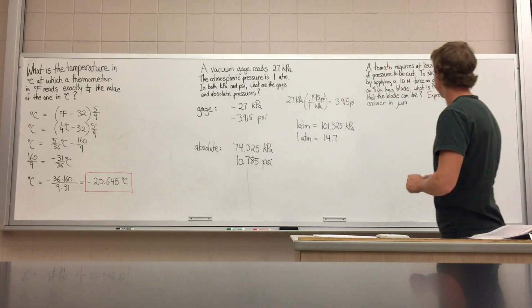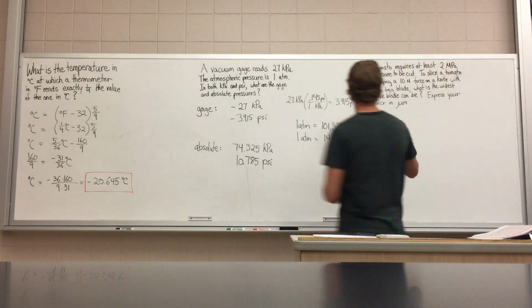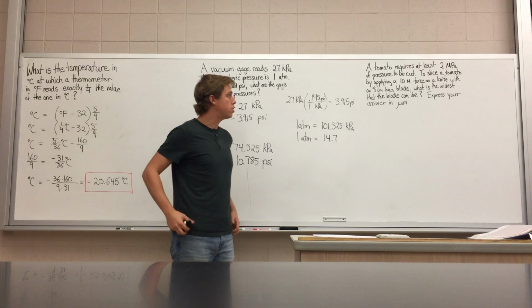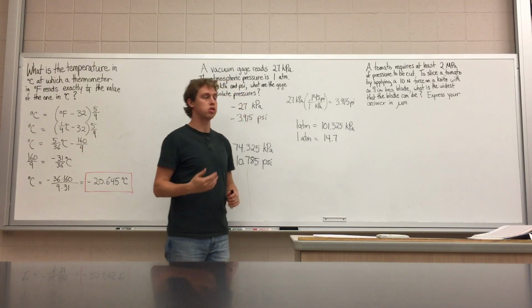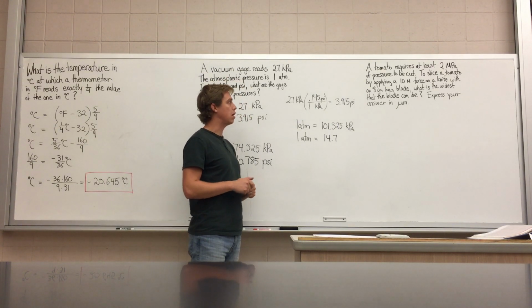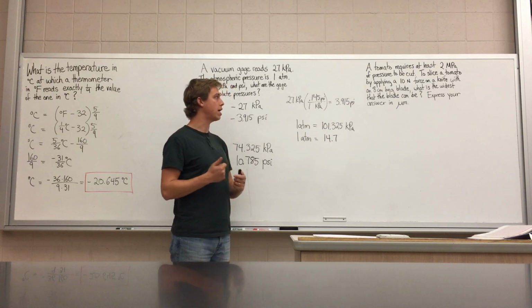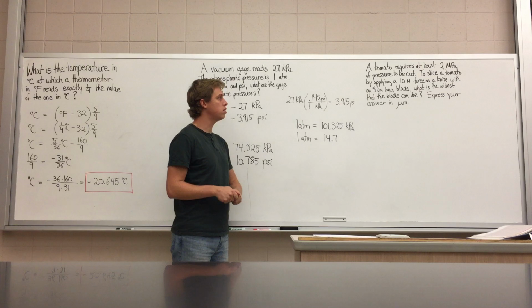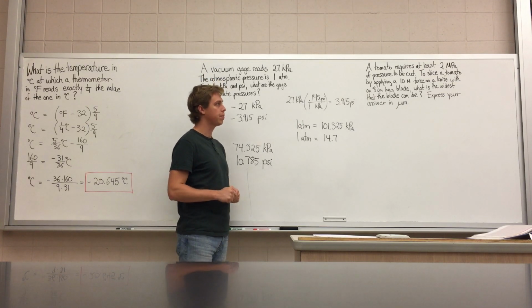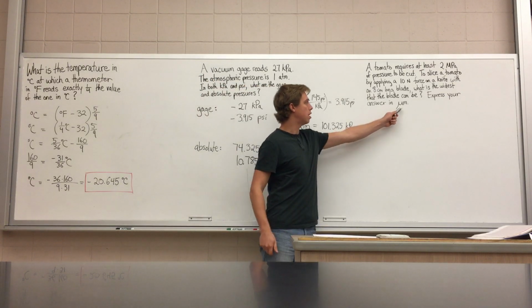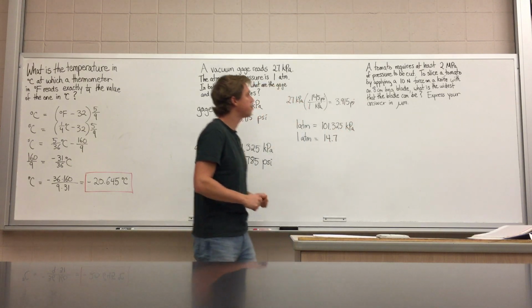Moving along. A tomato requires at least 2 megapascals of pressure to be cut. To slice a tomato by applying a 10 Newton force with a knife with an 8 centimeter long blade, what is the widest that the blade can be? Express your answer in micrometers.